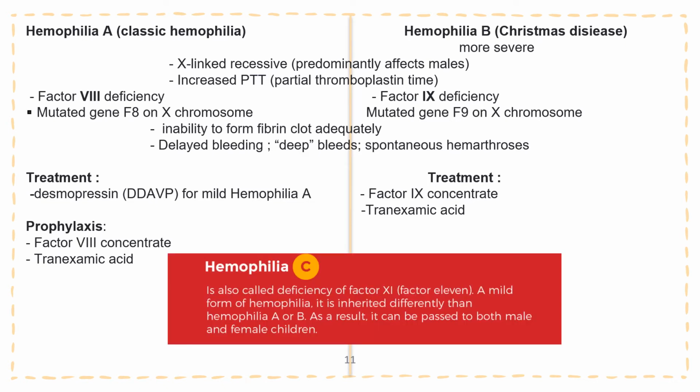Also present is Hemophilia C. It's a much rarer disorder, a mild form of hemophilia. It's inherited differently than Hemophilia A or B. It's an autosomal recessive way of inheritance, and as a result, it can be passed to both male and female children.